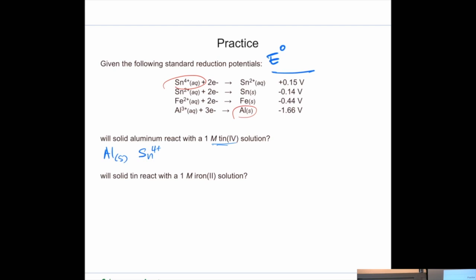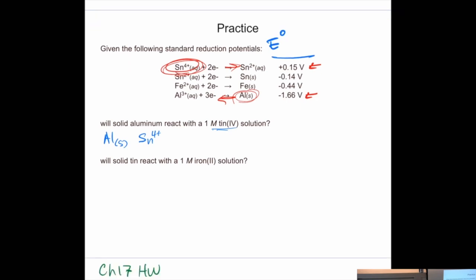If we mix tin 2 plus and aluminum solid with each other, you just go by the one that has the largest value for the reduction potential. That means that, yes, this will go this way, which means it will force the aluminum solid to go in reverse. That will react. Okay? Do the same thing now with this last one.